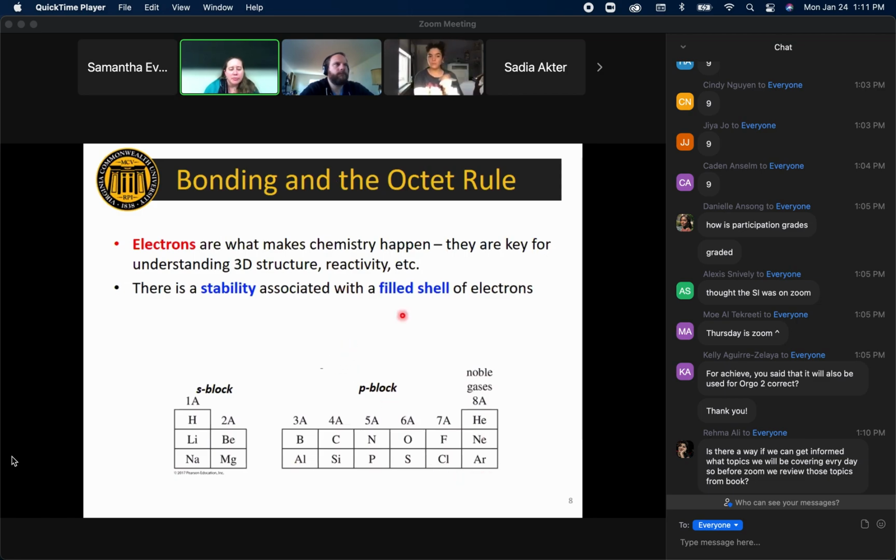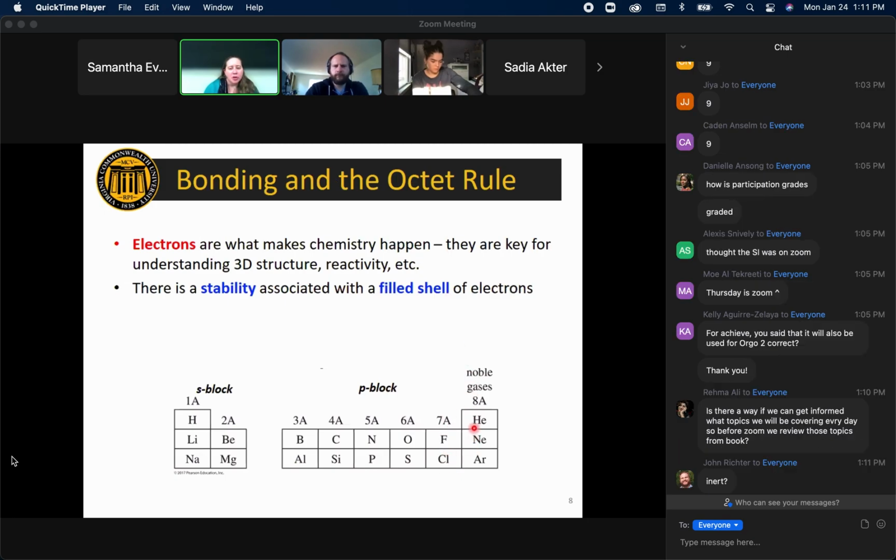Does anyone know another name for noble gases? Halogens? No, the halogens are in column 7 right here. That was a good guess. But the noble gases are in column 8. Yep, inert gases, that's right. So the noble gases are also called inert gases, and they're called inert gases because they're largely unreactive. They're very stable. There's a stability associated with them because they naturally have a full shell of electrons.